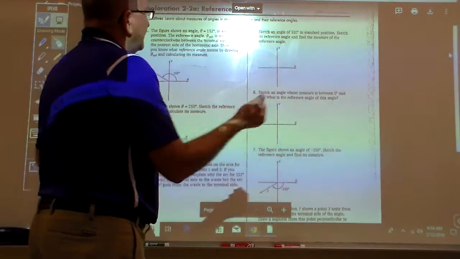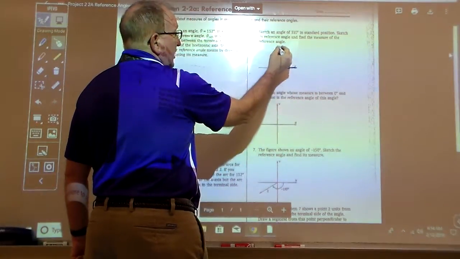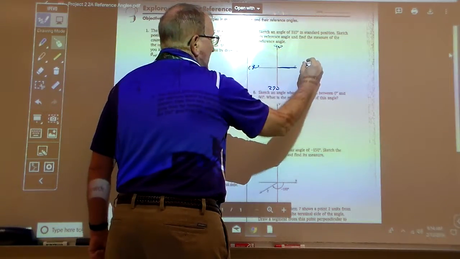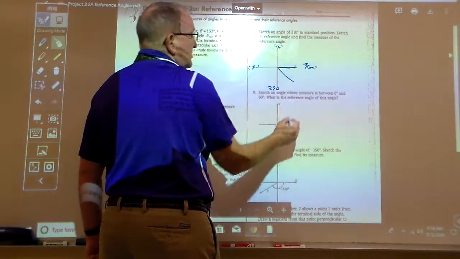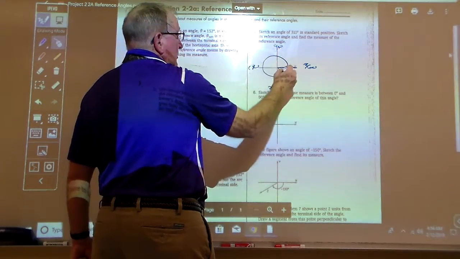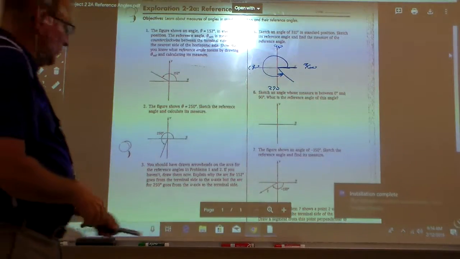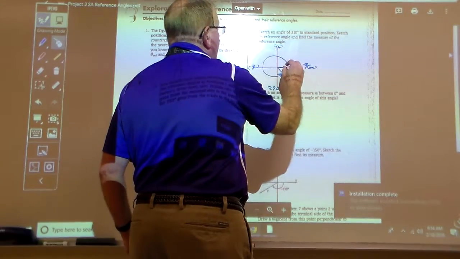So here's our starting point. If I go around, there's 90, 180, 270, 360. So 310 is going to be somewhere about there. But that's not correct until I draw my angle like that. Okay? But it says find the measure of the reference angle. Well, if we make this a triangle right here back to our x, here's our reference angle.